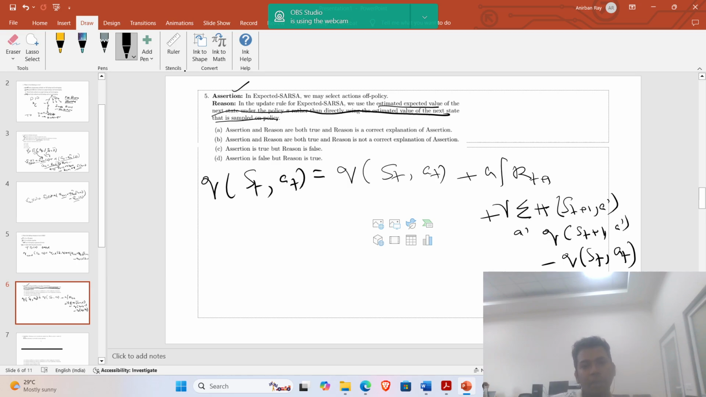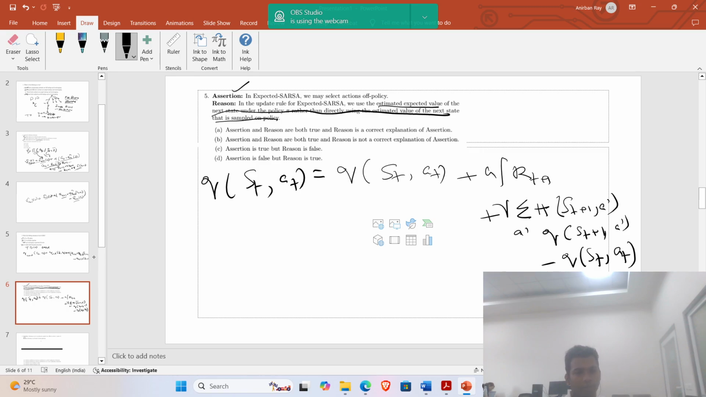So the estimated expected value of the next state under the policy pi. Under the policy pi, you are taking the expectation, which is the summation, under the policy. The next state is s_{t+1}, of course. And rather than directly using the estimated value of the next state that is sampled on policy, we are not directly using the estimated value of the next state.